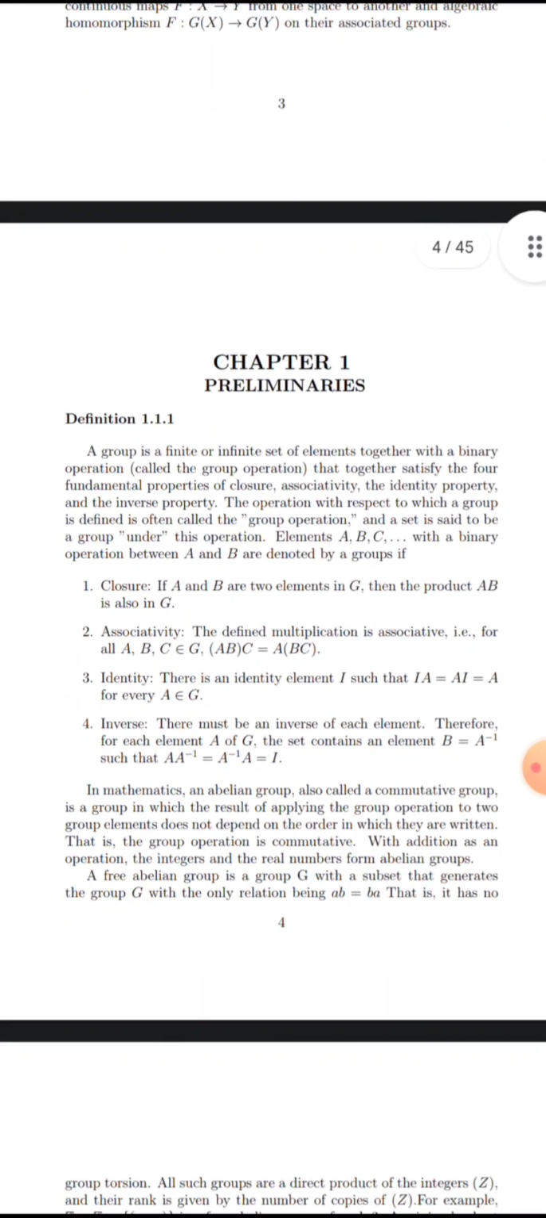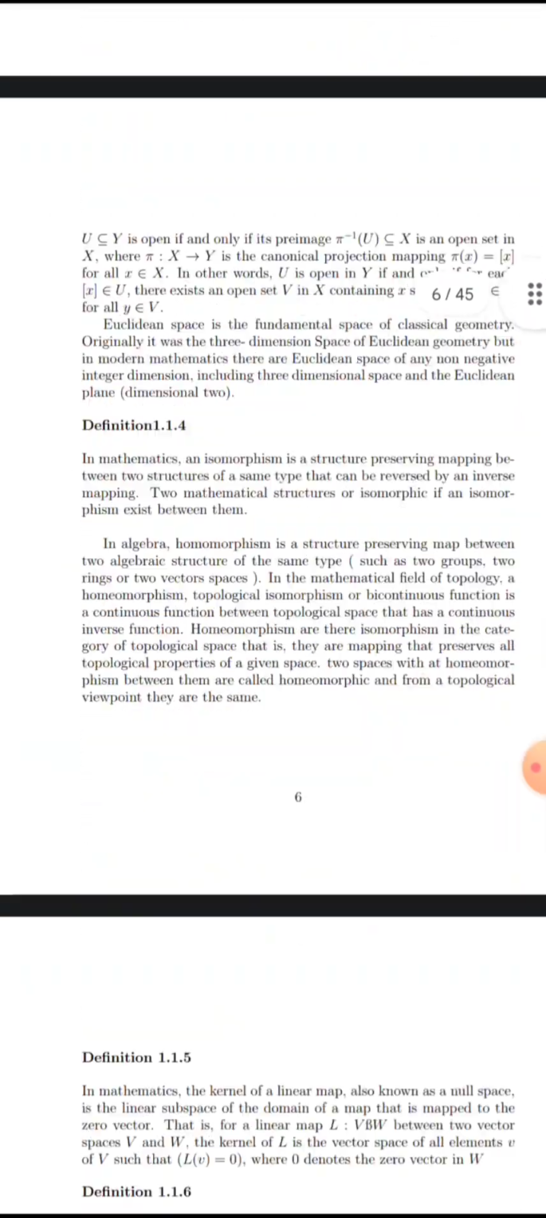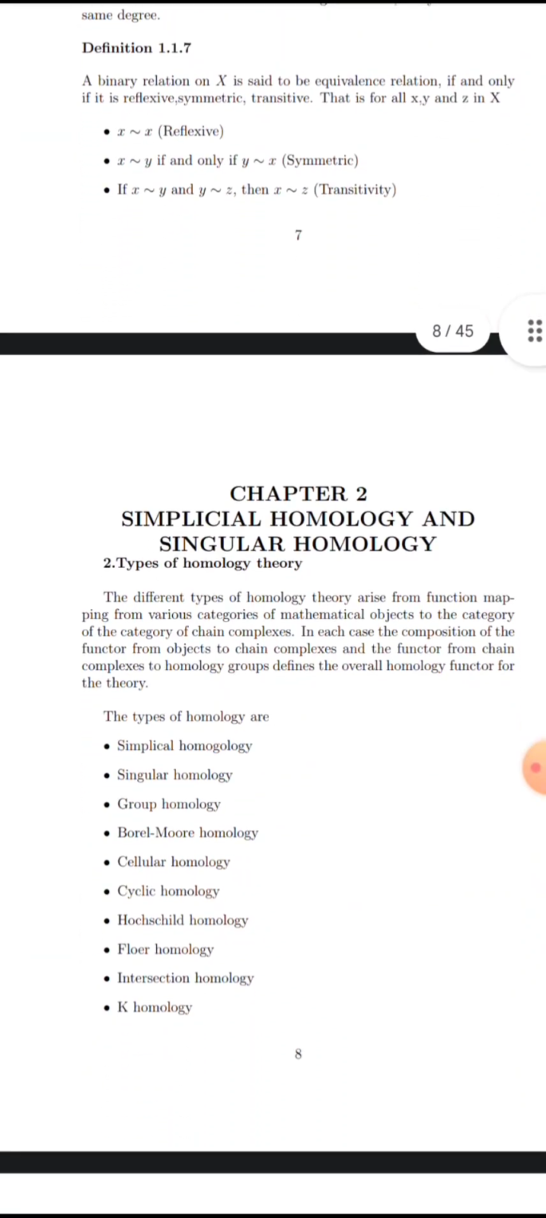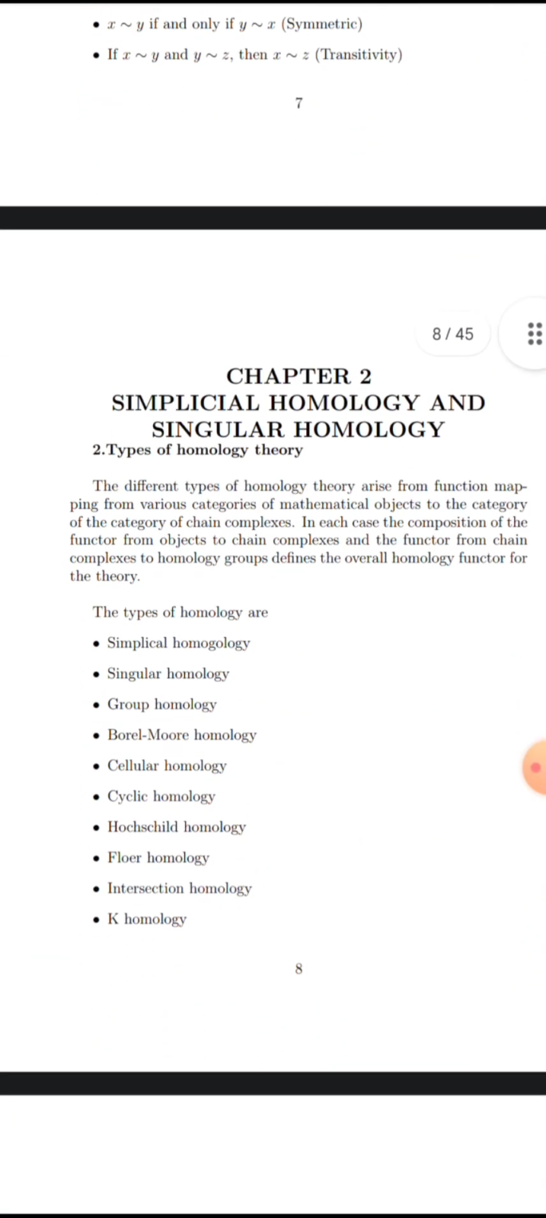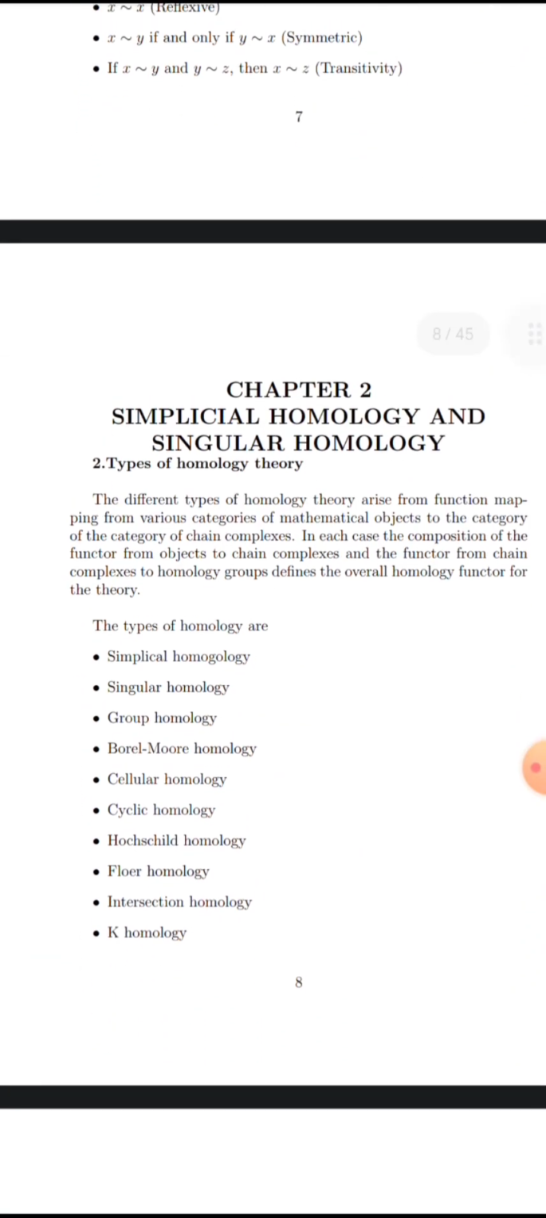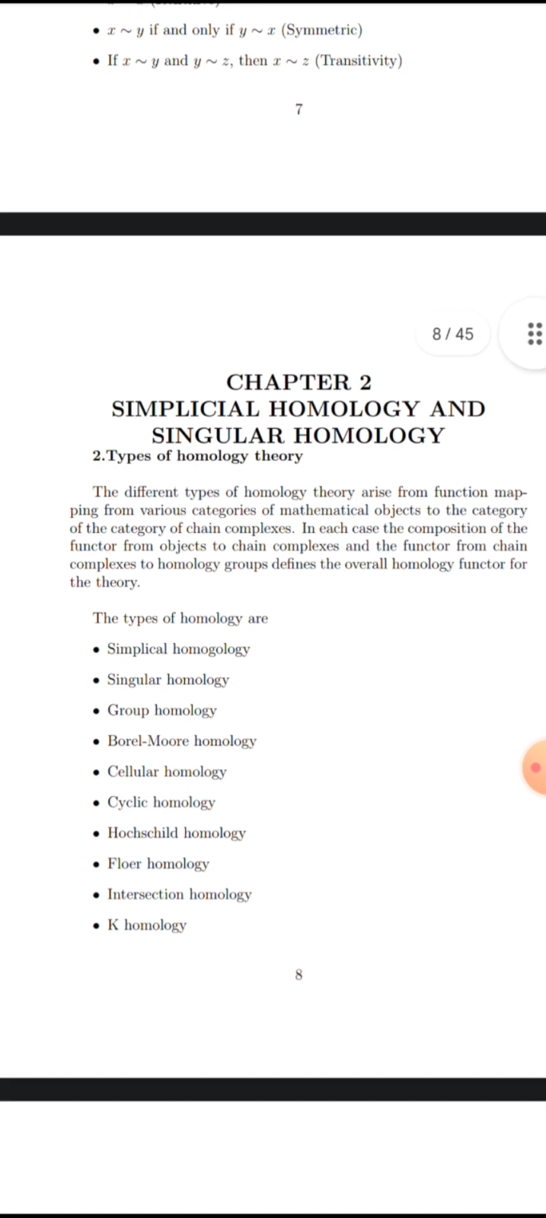Then we are going to see about types of homological theory. Chapter 2. Types of homological theory. The different types of homological theory arise from the functorial mapping from various categories of mathematical objects to the category of chain complexes.